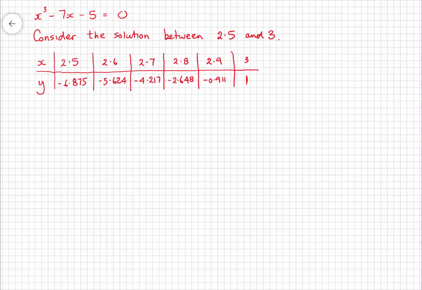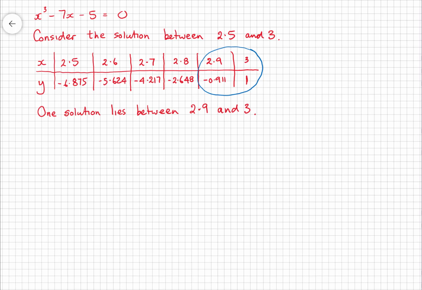So my table goes up from values of x from 2.5 up to 3, and the corresponding values of y there are shown. And that indicates that the change of sign is between 2.9 and 3, and so the solution lies between 2.9 and 3. So we're able to say that there is one solution that lies between 2.9 and 3.